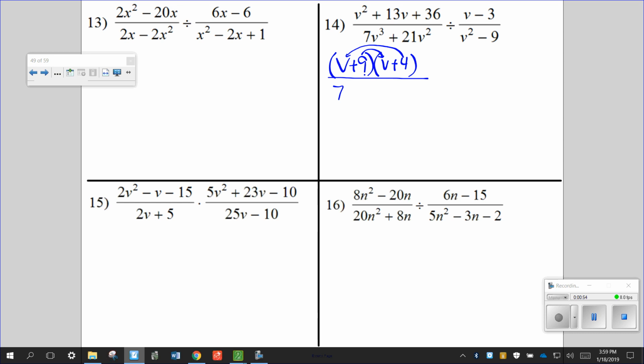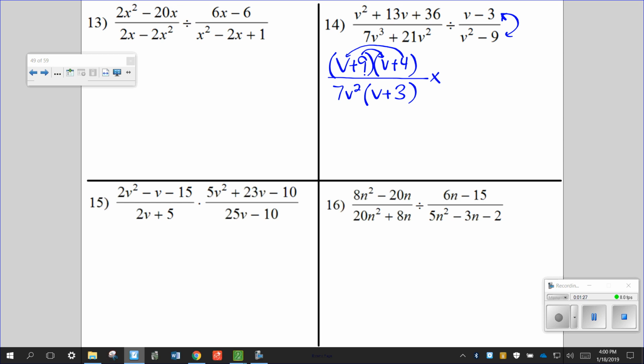And then they also have a v squared in common. Okay? So if you have a variable in both terms, you can just factor out the variable with the lowest power. So 7v squared, and you're left with v plus 3. And then since we're dividing, we need to flip this fraction over here and multiply. So we multiply by the reciprocal.